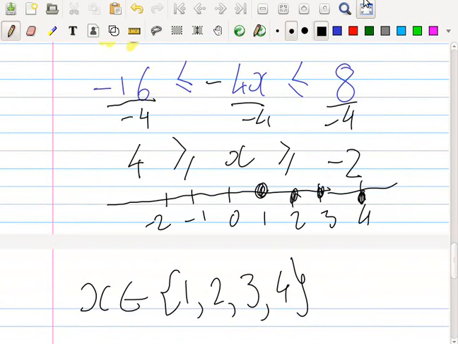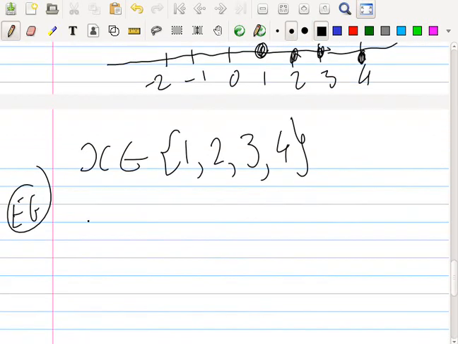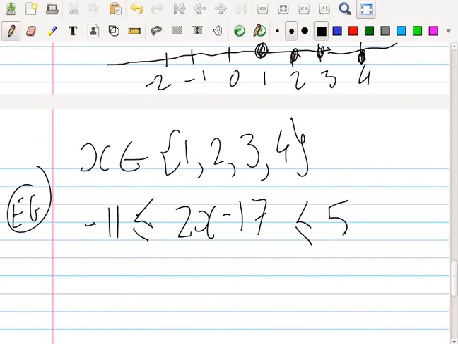Will I do another example now? Yes? Okay, so how about I do 2b here? So I have -11 less than or equal to 2x minus 17 less than or equal to 5.